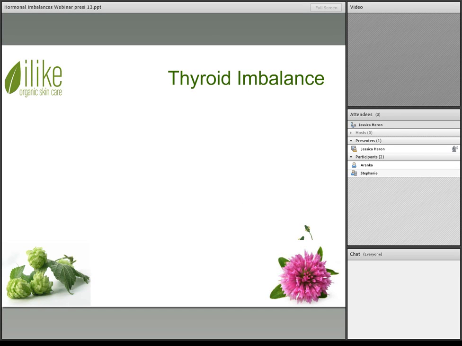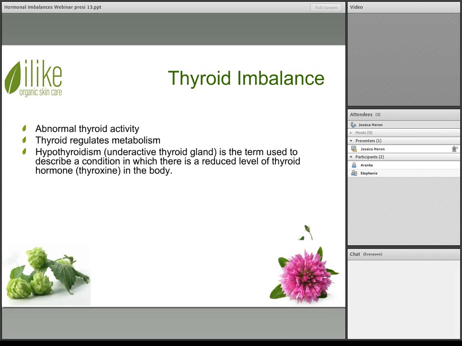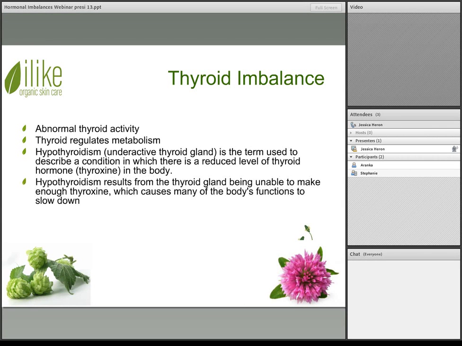Okay, thyroid imbalance. Another cause of hormonal imbalance is abnormal thyroid activity. The thyroid, of course, regulates our metabolism. Hypothyroidism is an underactive thyroid gland, and it is the term used to describe a condition in which there is a reduced level of thyroid hormone, thyroxine, in the body. When it's hyperthyroidism, we're producing too much. Also, hypothyroidism results from the thyroid gland being unable to make enough thyroxine, which causes many of the body's functions to slow down.